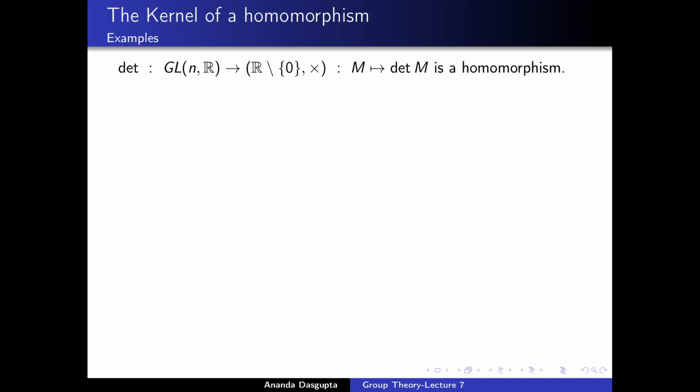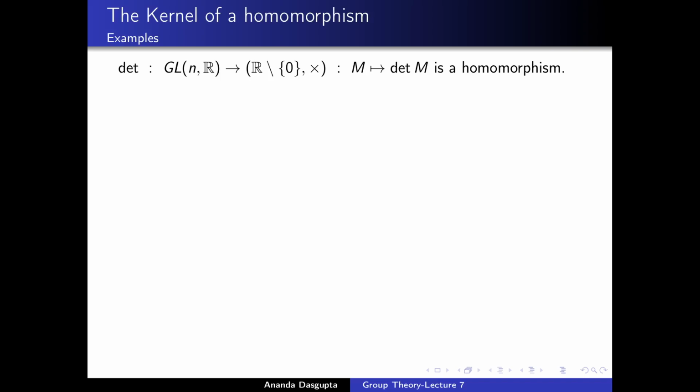The answer is simple. You just look for those elements of GL(n, R) which map under the determinant map to the identity element of the second group. For the second group, the set of all non-zero real numbers under multiplication, the identity element is of course the number 1. So all we are looking for are those specific matrices which map under the map det to the number 1. In other words, all matrices which have determinant 1.